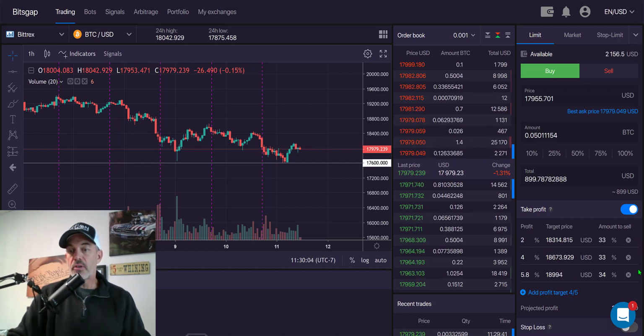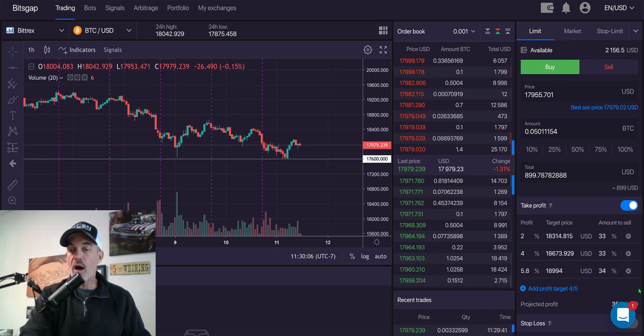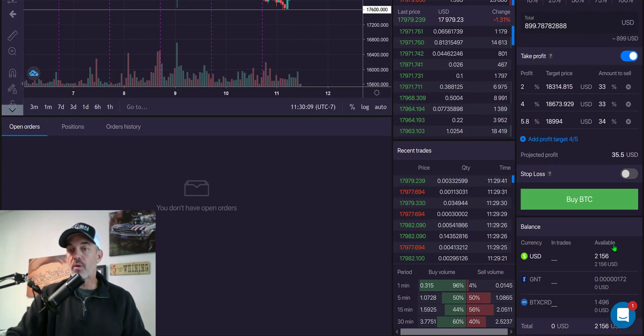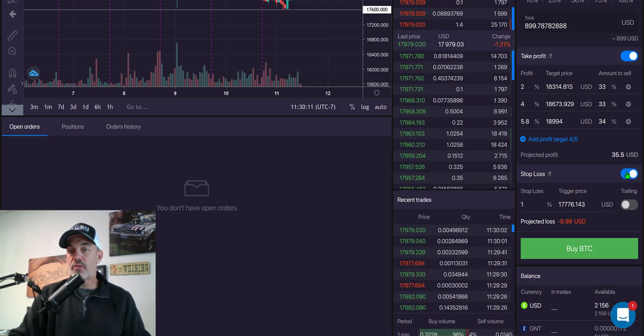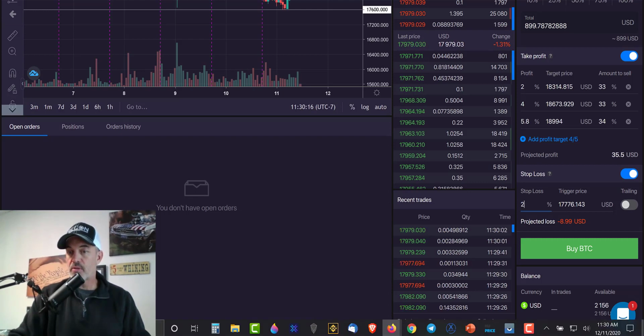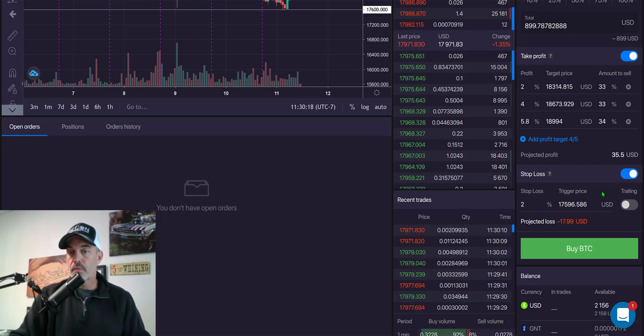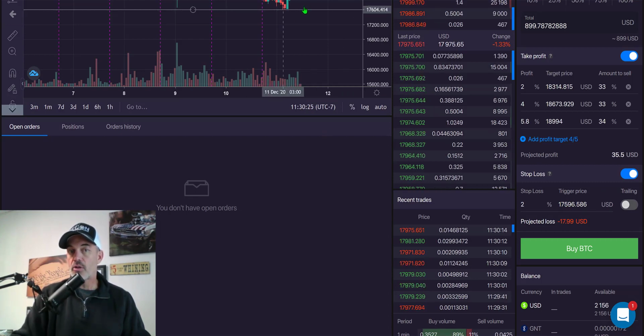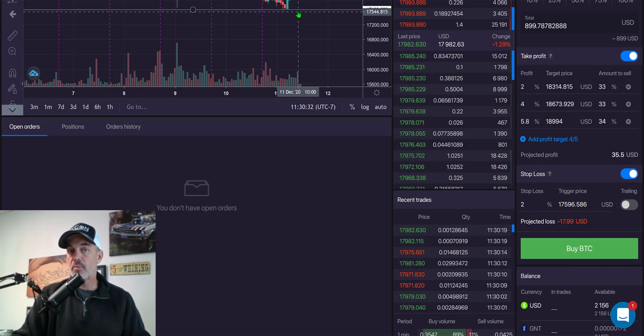Okay, and then the next part I need to adjust is going to be my stop loss. And so I scroll down and click on the stop loss, turn that on, and I want my stop loss to be around 2%. And you can see that puts me just under the 17.6 area that we were looking at on the chart previously. I don't like to typically go right to where it's bouncing off. I like to be a little bit underneath it to give it room to breathe. So now I have that set up.